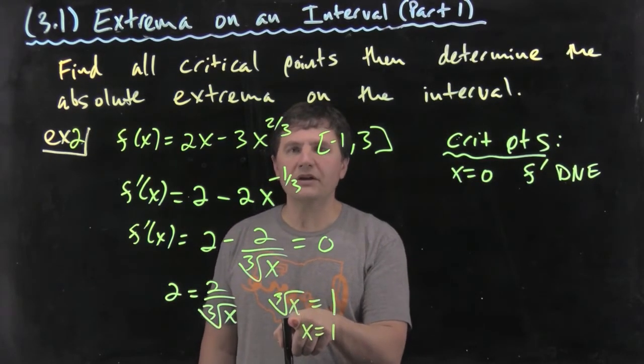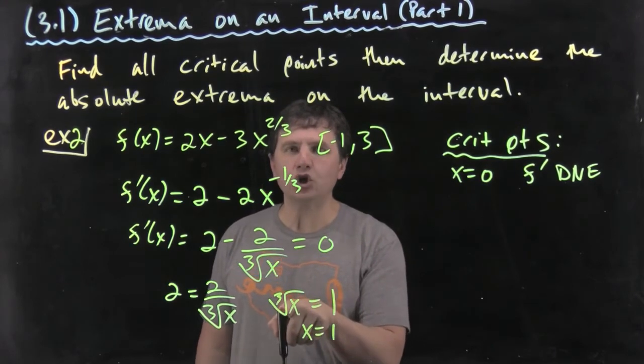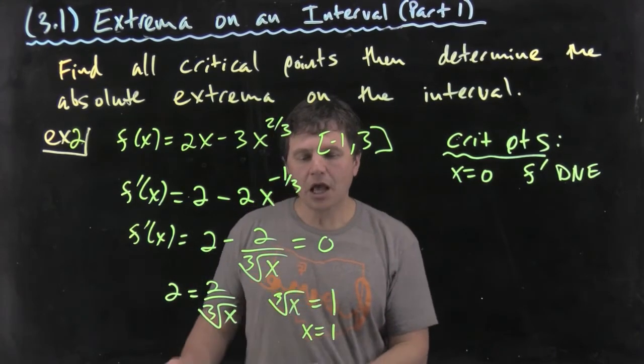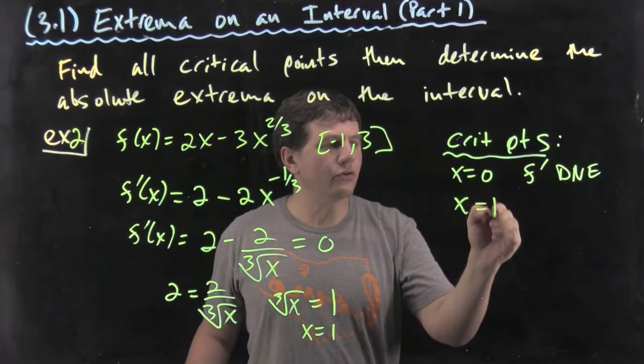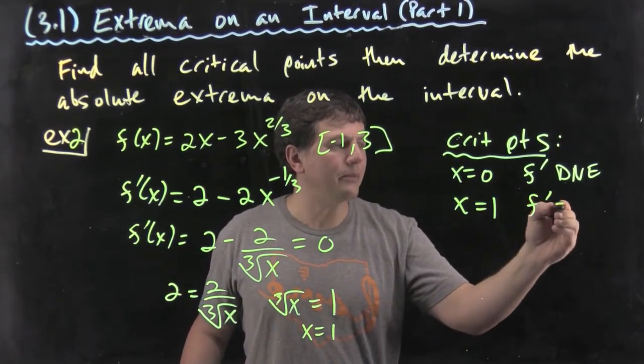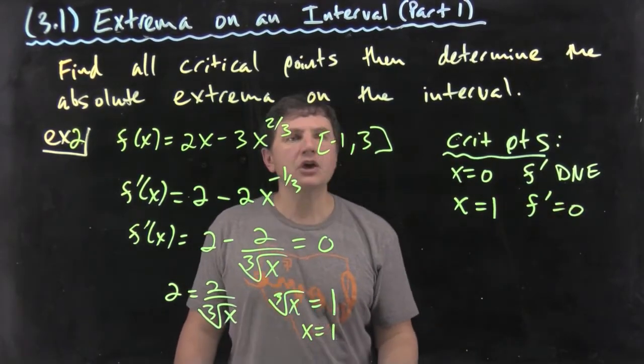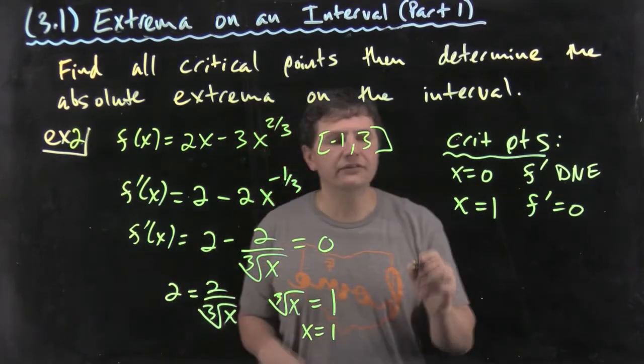-1 doesn't work because -1 would be -1. Keep in mind, cube roots retain negatives. So these are our two critical points. So this one we get for when f prime is equal to 0. Okay, so we actually have 4 candidates in this case.